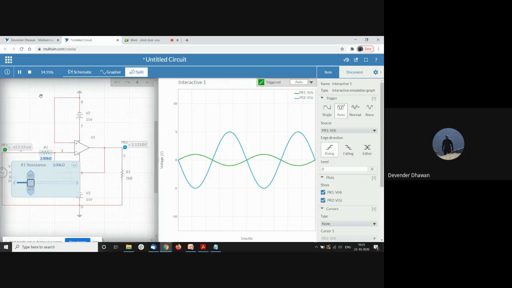Are you trying? If you have any doubt, let me know. I'll give you 2 minutes to implement this circuit. If there are any doubts, please let me know.